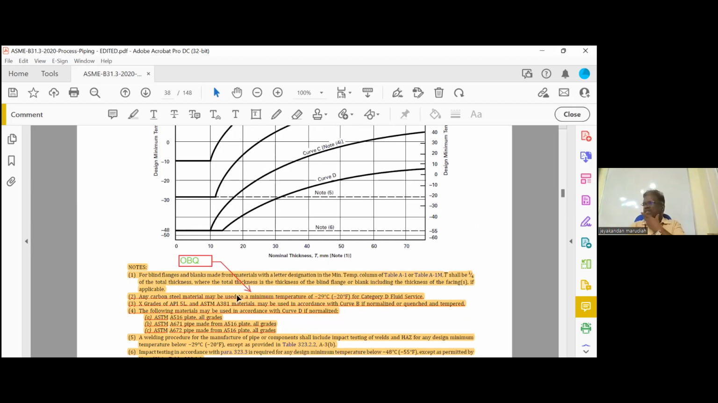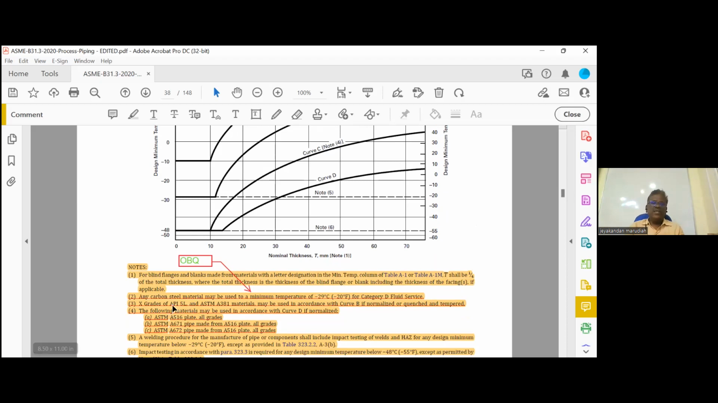So the curve can be changed. See, again I will repeat. Any carbon steel material, if it is given in category D in the question, straight away up to -20 we can use it. That is note number 2. Any carbon steel may be used at a minimum of -20 °F for category D.